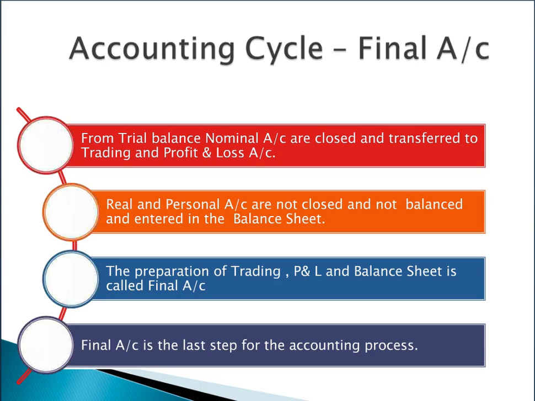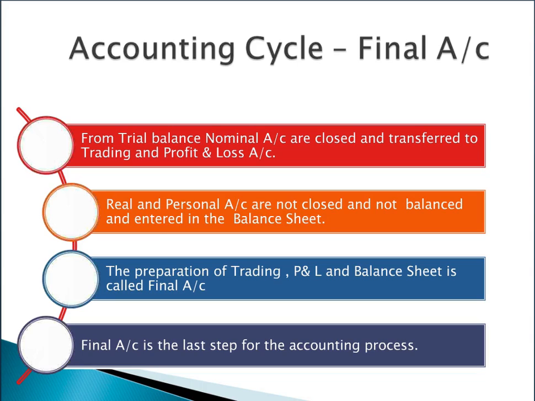That process which started from transaction, entered in journal following dual aspect and money measure concept. From journal it gets posted to ledger. From ledger, the balances are extracted to check the accuracy in trial balance. From trial balance, real and personal accounts move to balance sheet. Nominal accounts are closed and transferred to trading P&L.